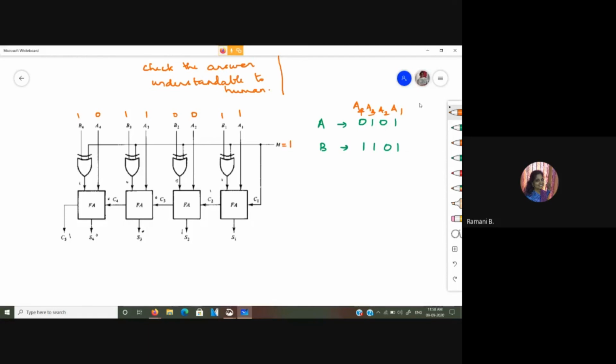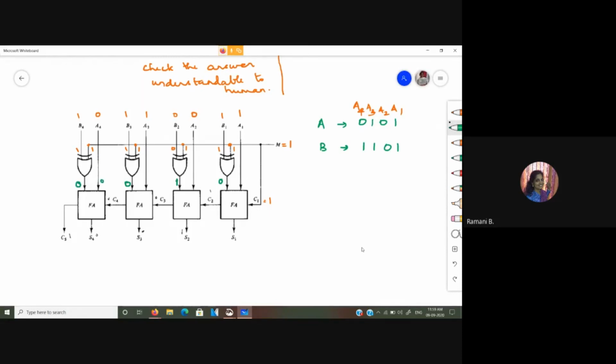Now to perform subtraction, the mode input is equal to 1. Now this point gives me a 1, this is a 1, this is a 1, and this is a 1. Now here we are going to perform these operations. So 1 XORed with 1 gives me 0, 0 XORed with 1 gives me a 1, 1 XORed with 1 gives me a 0, 1 XORed with 1 gives me a 0.